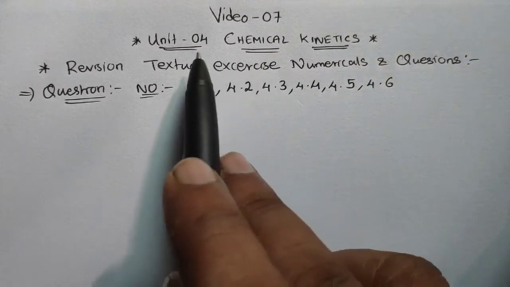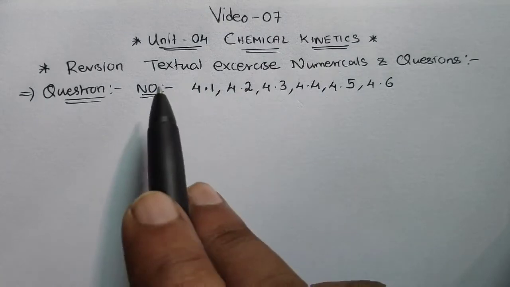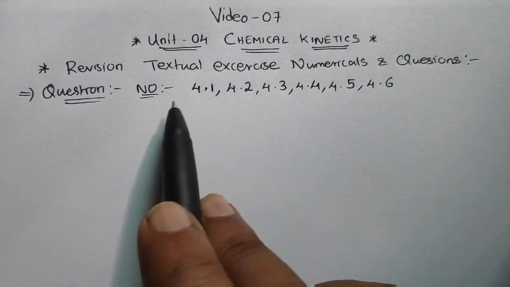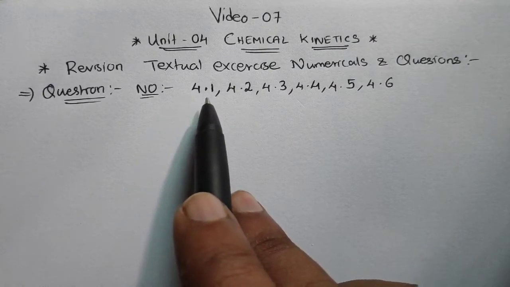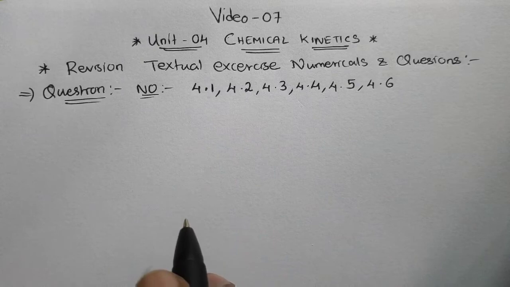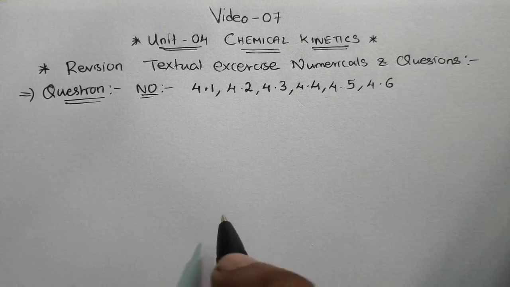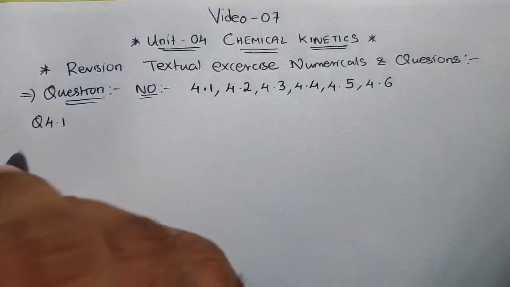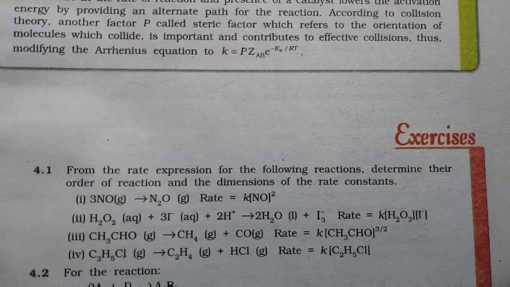In video 7, that is Unit 4 Chemical Kinetics, we are going to do revision of textbook exercise numericals, and in this we are going to discuss questions 1, 2, 3, 4, 5 and 6. So we'll start with the first question, that is question 4.1.